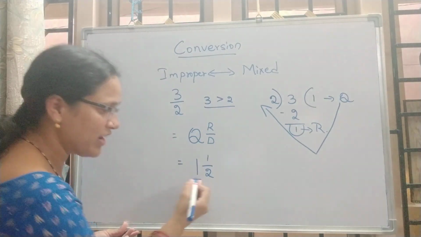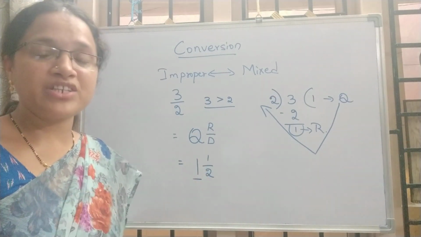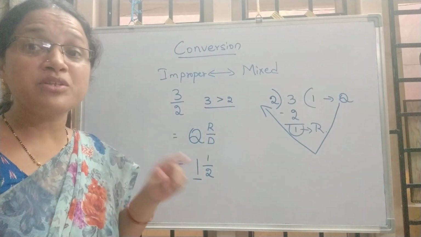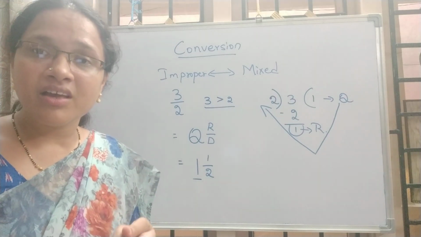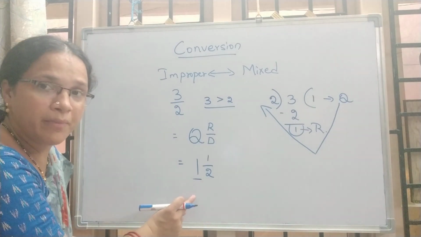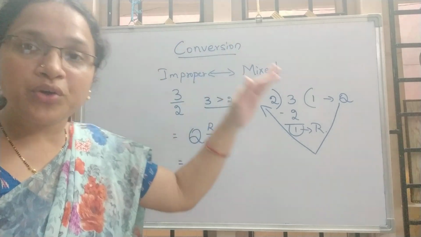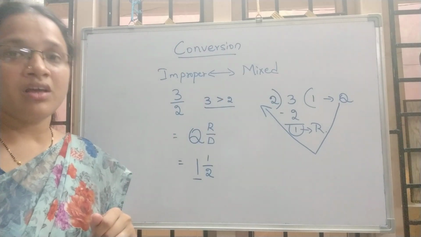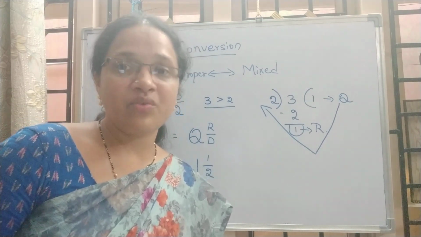This is a whole number 1. Yes, no? 1 by 2 is what type of fraction? Proper fraction. Why? Because 1 is less than the denominator. That means the numerator is less than the denominator. Numerator less than denominator means proper fraction. Yes or no? So it is a combination of a whole number and a proper fraction. This is how you convert improper to mixed fraction. Did you understand, children? Practice well, children, because you have to do them very fast.